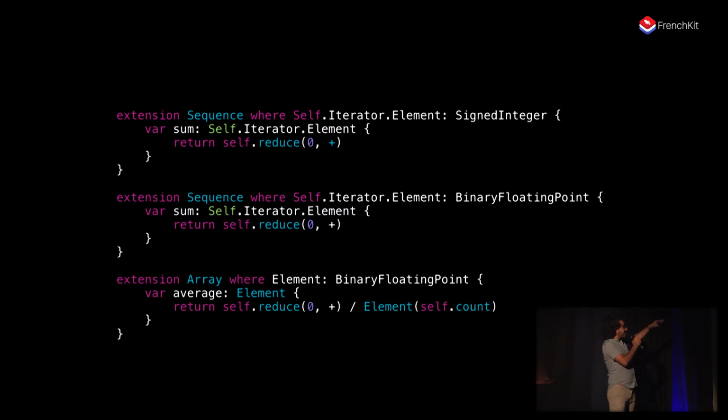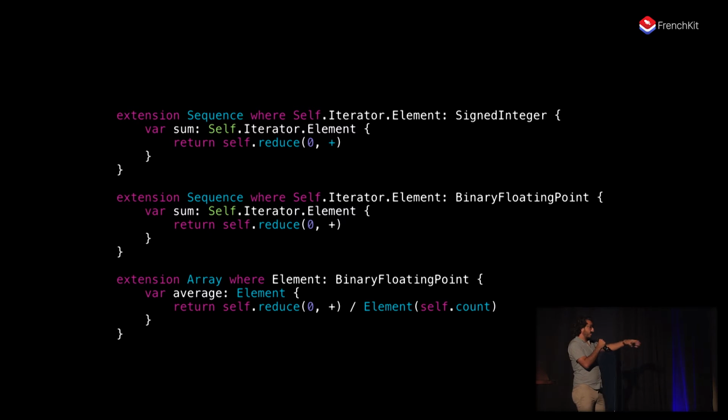So we can define these extensions on SignedInteger and BinaryFloatingPoint, which are two protocols in Swift which encapsulate almost all of the numeric types. And then we get a really nice, well-typed message that represents exactly what we're trying to do and says what we're trying to do. If someone comes along and reads this code later, it says .sum, and we know what sum means. This also works for averaging, which is really cool.